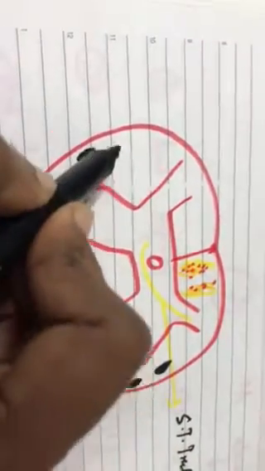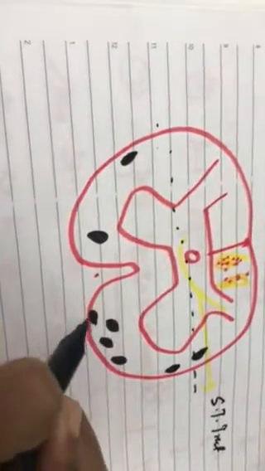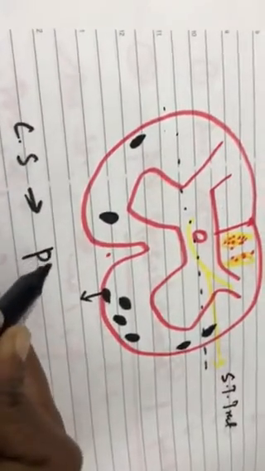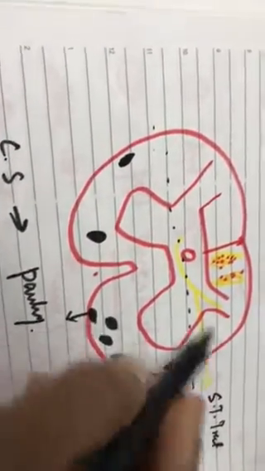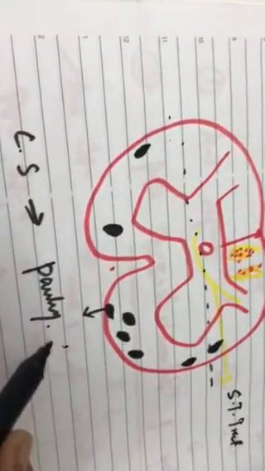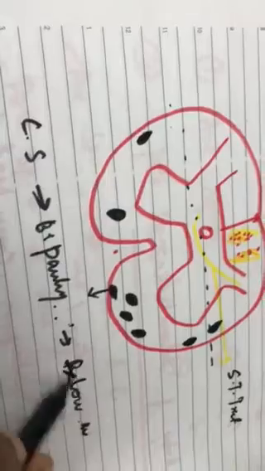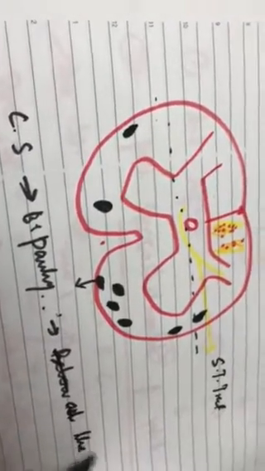Okay, now what happens? This anterior spinal artery supplies the anterior 2/3 of the spinal cord, so the entire area is affected. So what are the things you expect? Corticospinal is affected. So if the corticospinal tract is affected, you have the paralysis of both the sides, because both the sides are affected. So bilateral paralysis below the level of lesion, at the level of lesion.